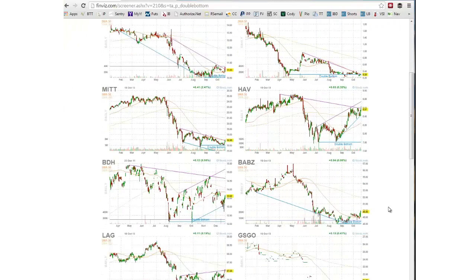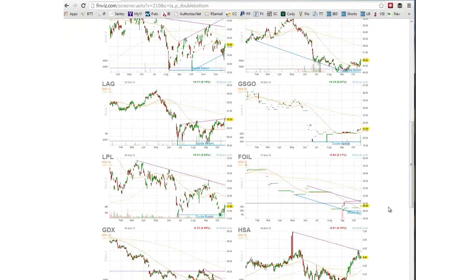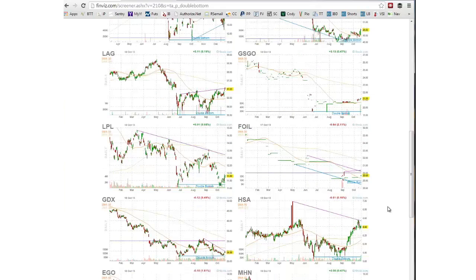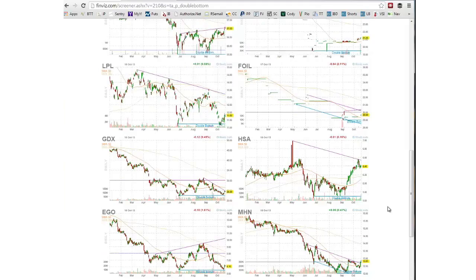Let me see if I can find an example of one that's not very well defined. Here is, well, okay, a couple of ones. Here's GDX, which is the gold mining index. It's an ETF, exchange traded fund. You have more or less of a double bottom. It's not quite the same price level, but it's close. One here in late June and one here mid-October. But in between, you don't have that nice clean W formation.